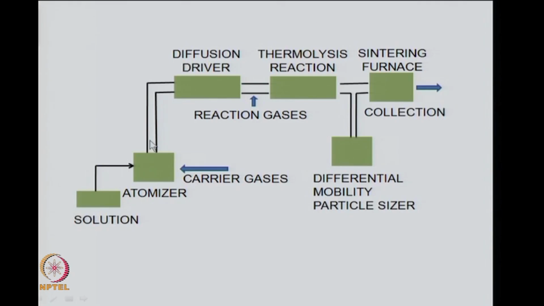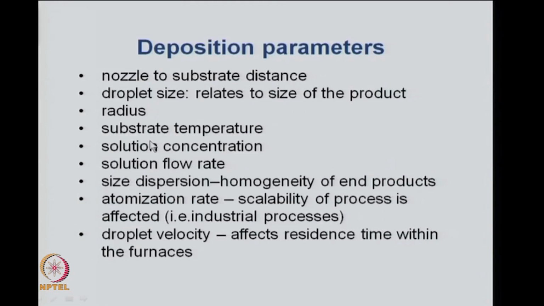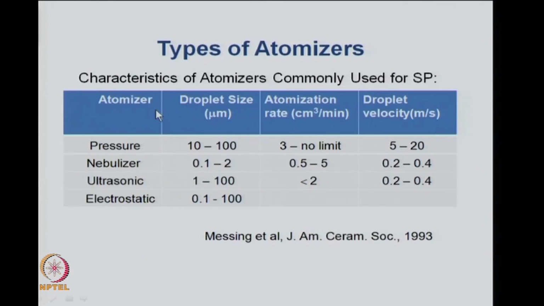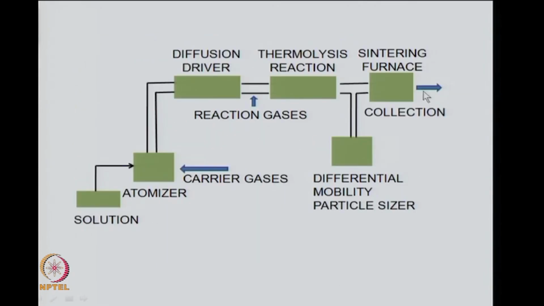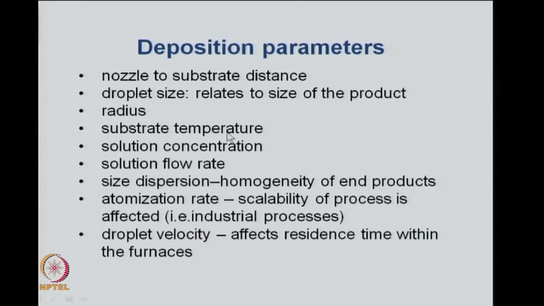And once you get a particular droplet size, how will the droplet size relate to the size of the final product? What is the relation between the droplet size and the product radius? There is a relation. If you change the droplet size, the particle size will change. Similarly, if you change the substrate temperature, the particle size will change. The substrate will be here where you are trying to collect the sintered particles. So, here you will keep your substrate, the particles will get sintered, and the substrate will be at a temperature which is set by this furnace. So, the substrate temperature is important.